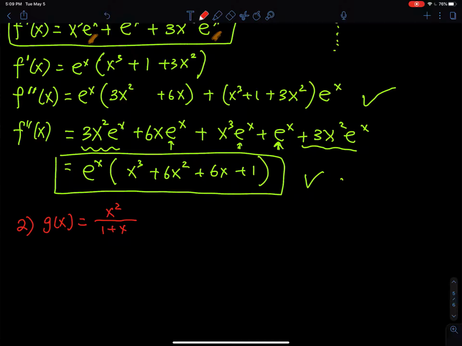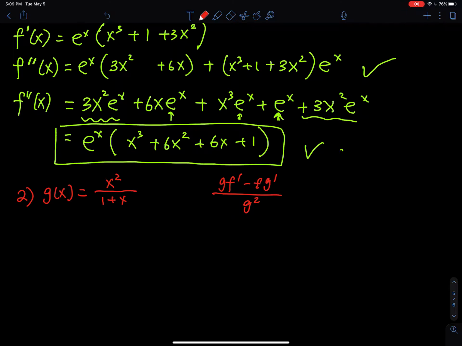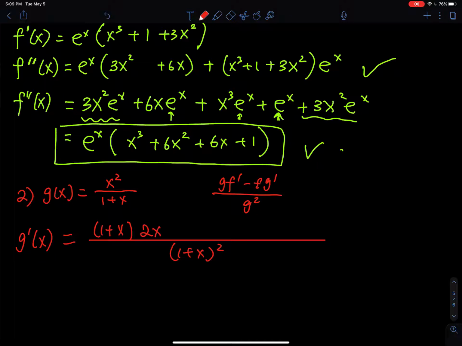Quotient rule is gf prime minus fg prime, right? Divided by g squared. Let's do it. g prime of x is equal to, we square the denominator immediately, and then gf prime, so we copy the denominator, and then the derivative of the top, minus, we copy the top, the derivative of the bottom is 1.